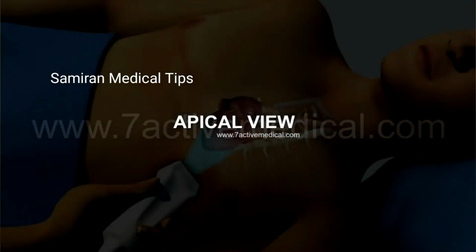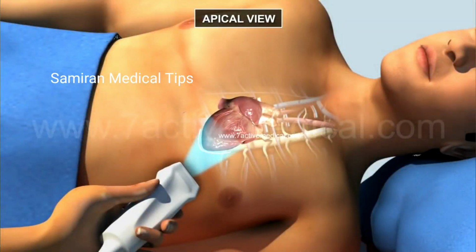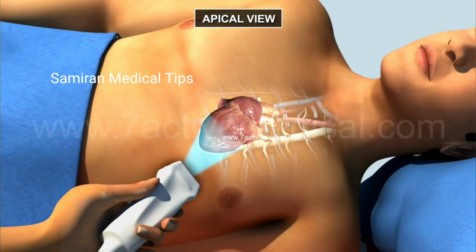3. Apical view is used to visualize all four chambers of the heart, including the left ventricular outflow tract, and to estimate the hemodynamics with a color Doppler. The probe is placed below the left nipple and pointed towards the direction of the right shoulder.